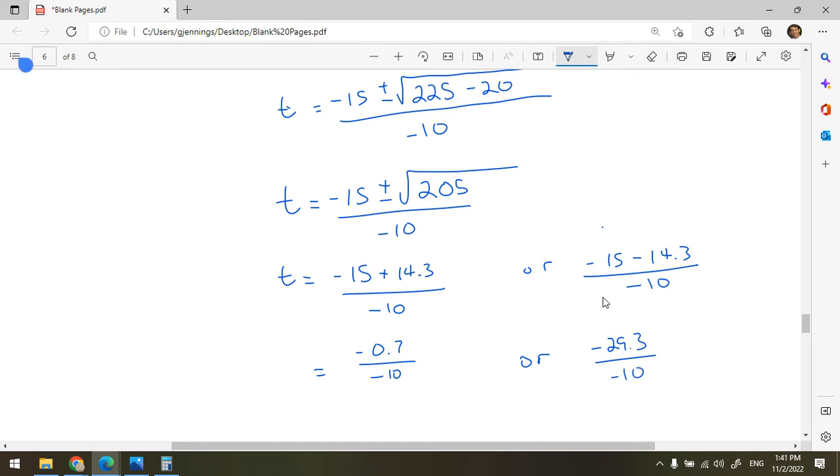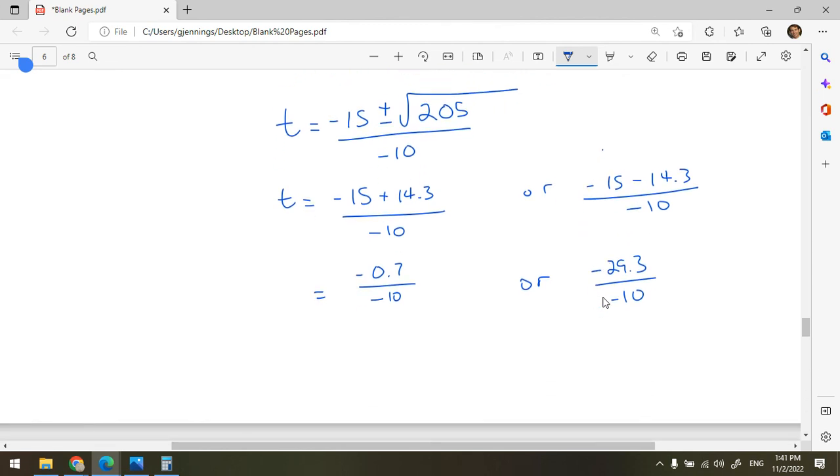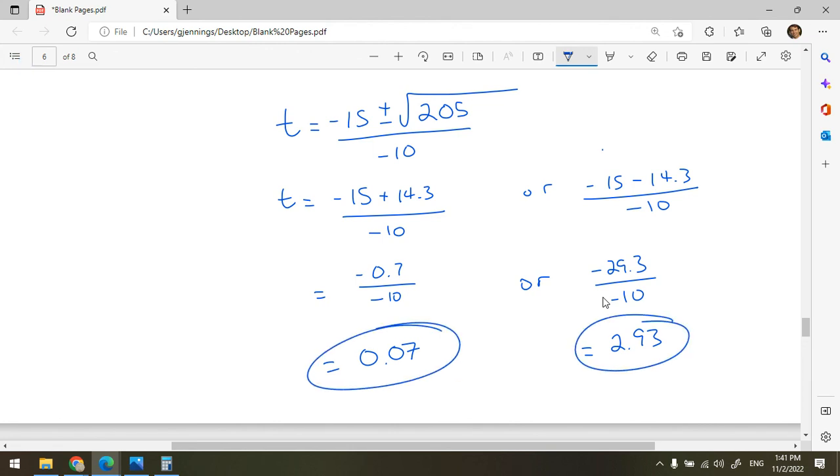Are people okay that I skip going to my calculator and I just do the calculations in my head? I know that either you'll do them in your head or you'll do them on a calculator and it will tell you the same thing. Okay, good. So I'm going to keep doing that. Negative 0.7 over negative 10 is equal to 0.07, and negative 29.3 over negative 10 is equal to 2.93. Okay, there are my 2 x-intercepts. And your calculator will tell you the same thing.